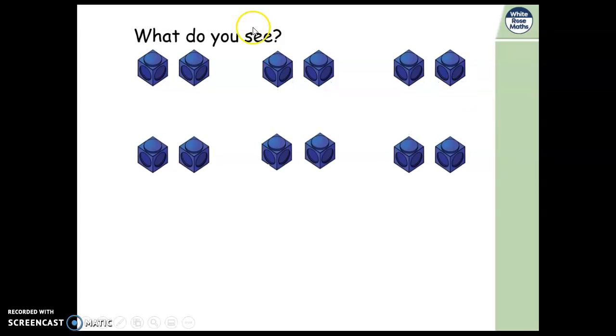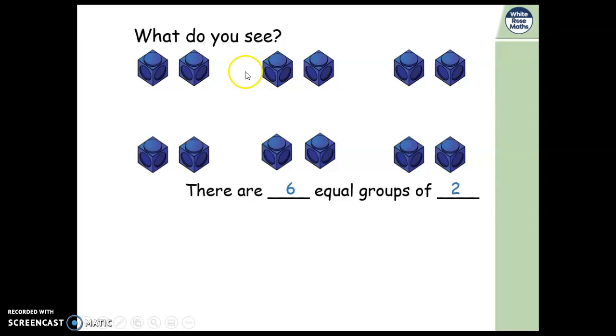Okay, let's have a look at this now. So we have 1, 2, 3, 4, 5, 6 groups, 6 equal groups, and there are 2 in each group. So again, another way of saying this would be there are 6 lots of 2.